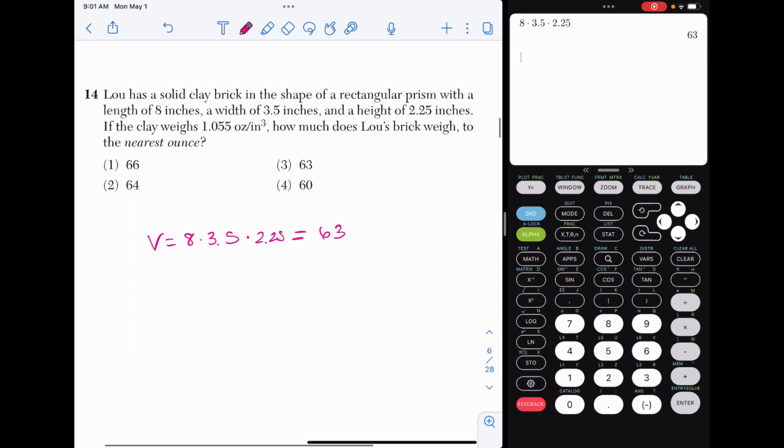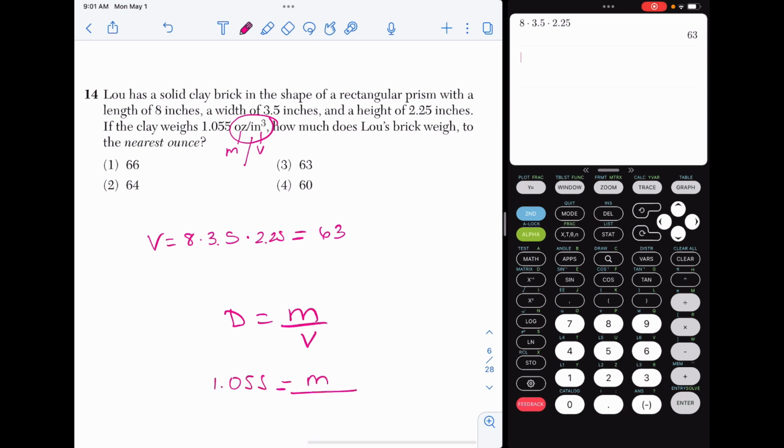And I'm looking for the mass, so I'm going to use the density formula. This unit is density because it's a mass unit over a volume unit. So the density is 1.055. The mass is what we're looking for, and we knew the volume is 63. If I cross multiply this here, I get 66.465, and to the nearest ounce, that's choice 1, 66.